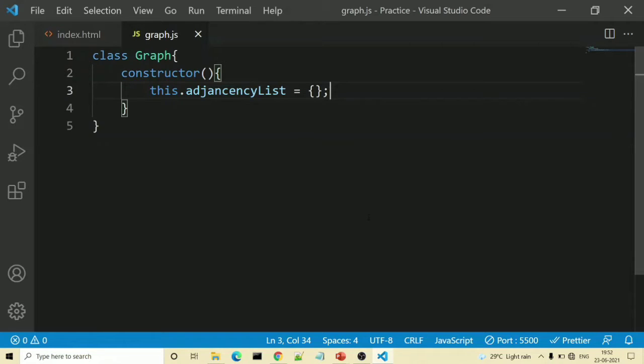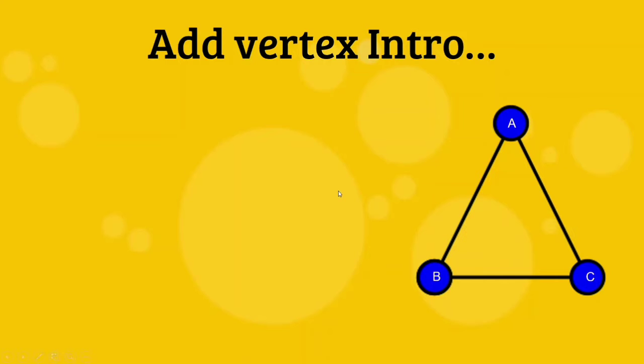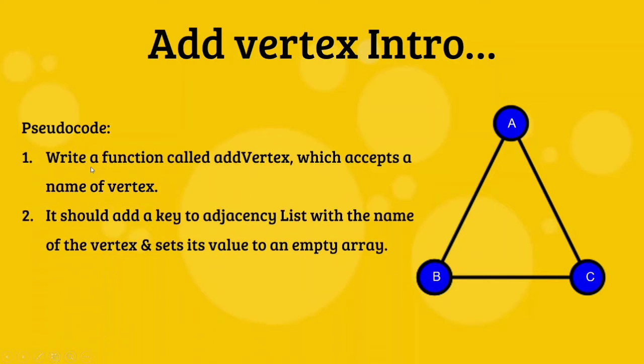Now we need to write our code to add vertex inside it. So firstly we will write our pseudo code, then we will begin with our actual code. Here we will write a function called addVertex which accepts a number of vertex as a parameter. Then it should add a key to the adjacency list with the name of the vertex and sets its value to an empty array. Once we are done with the pseudocode, it's time to write our code in Visual Studio.